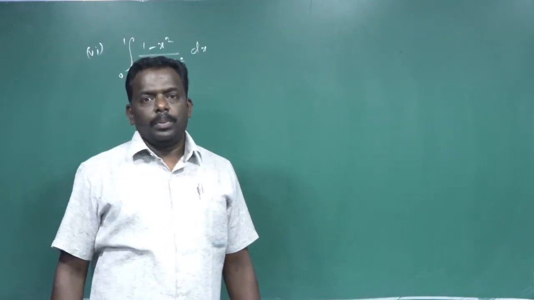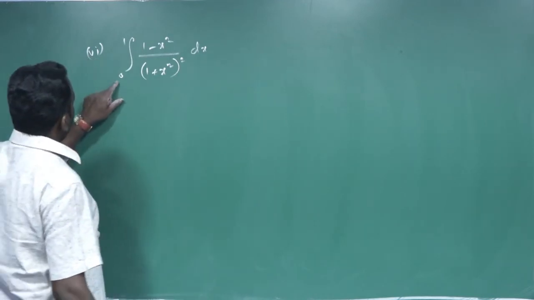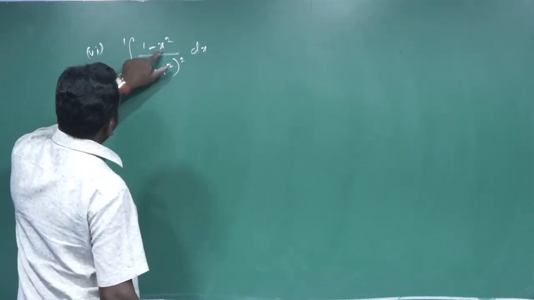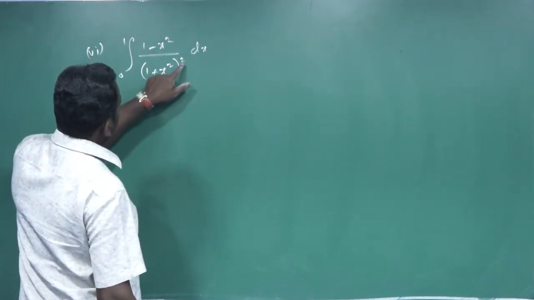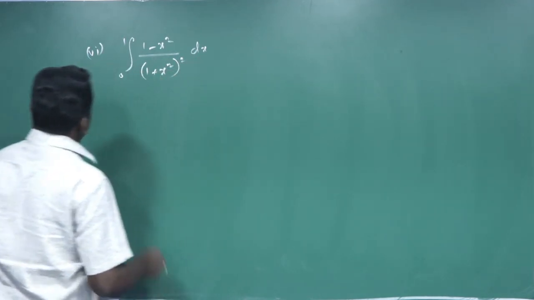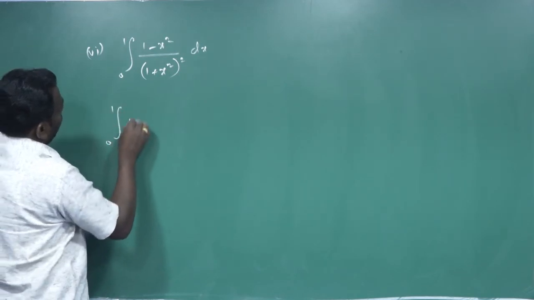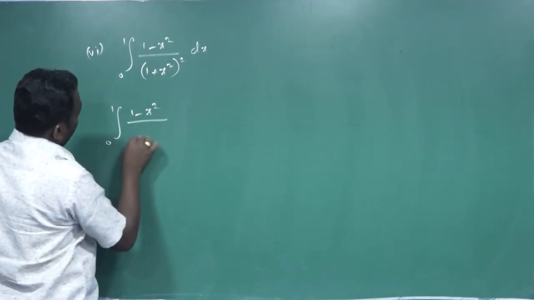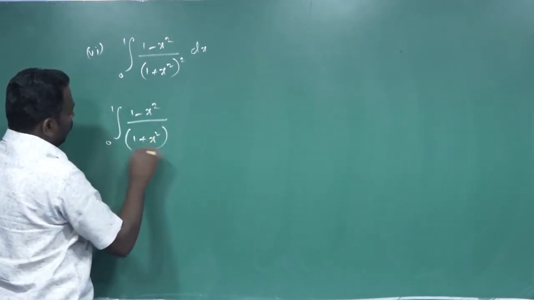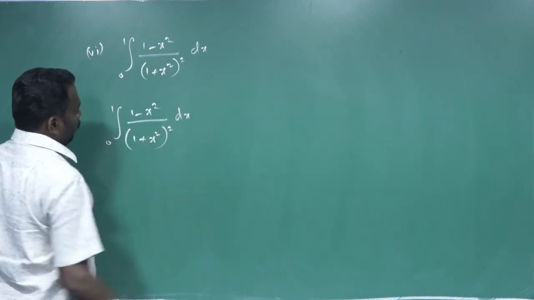Come to the next exercise problem. Given the integral from 0 to 1 of (1 minus x square) by (1 plus x square) whole square into dx. Now, given the integral from 0 to 1 of (1 minus x square) by (1 plus x square) whole square into dx.